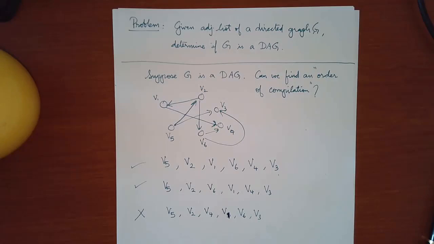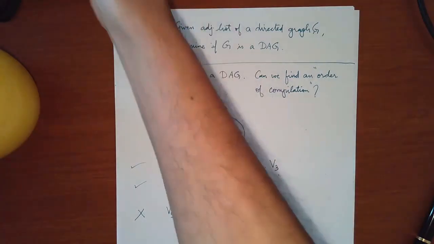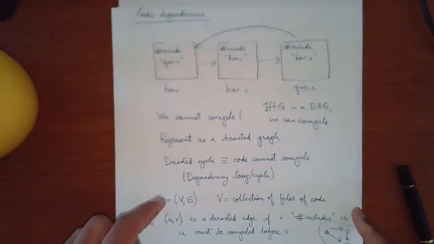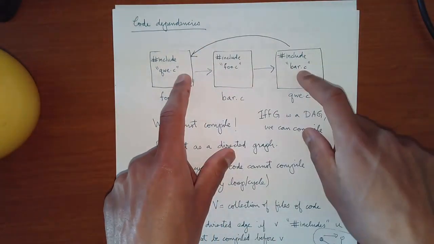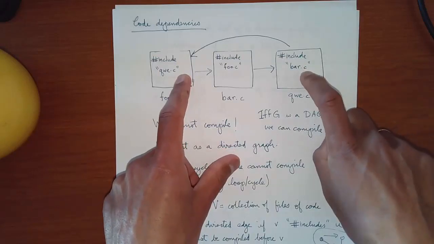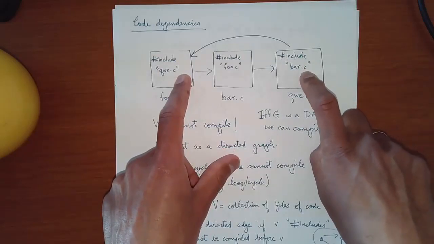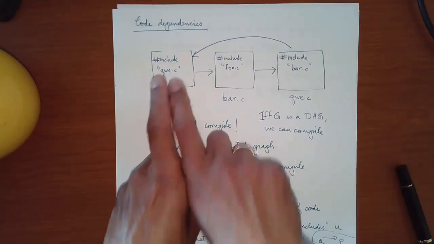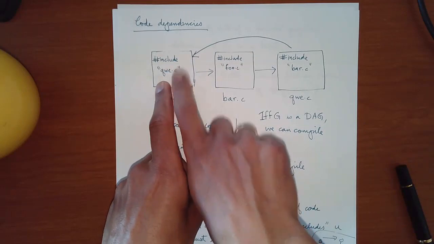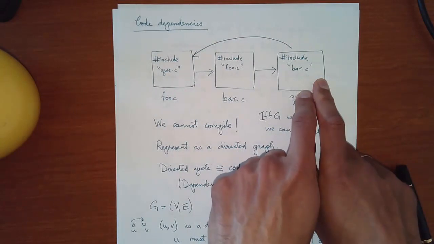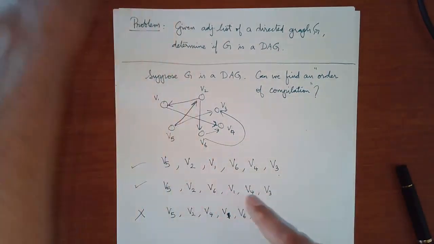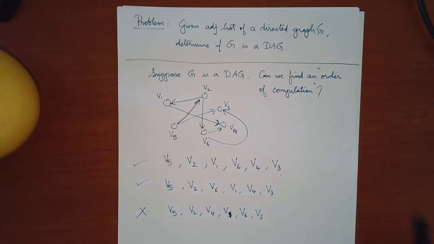Why are we starting at V5? So what is the rule? You want to compile code. And if you ever have an arrow into something, then you have to compile what's at the other end first. So if you wanted to compile foo.c, you have to first compile qwe.c. That's what the arrow means. So you follow the arrow backwards and you have to compile that thing first. And so over here, you start at V5 because V5 doesn't have anything pointing into it, so it can compile first.